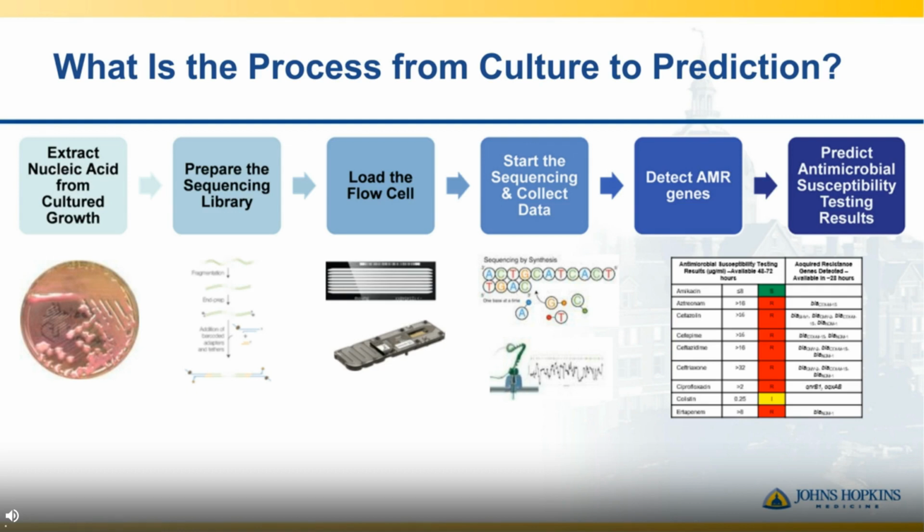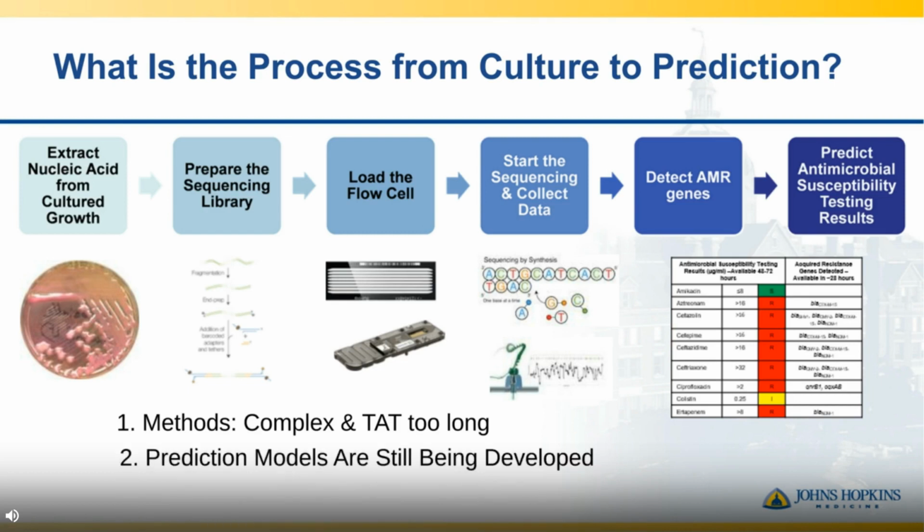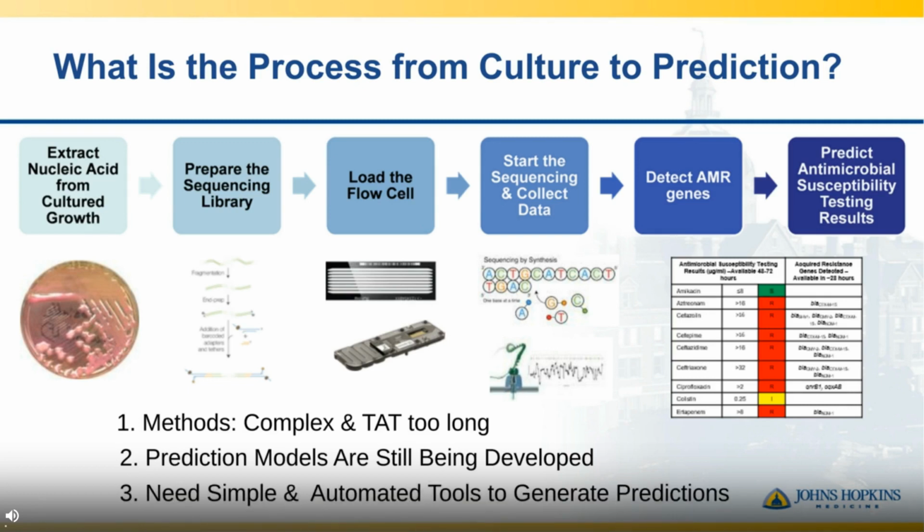So the problem with this from a clinical aspect is that the methods are complex and the turnaround time can be too long depending on the methods applied. The prediction models are still being developed, and as I mentioned previously, they're often developed for only a particular one organism of focus and not a broad spectrum of organisms. And the third is that we need simple and automated tools to generate these predictions because we don't have the time in the lab to do these manual curations of which some of these research studies are applying.